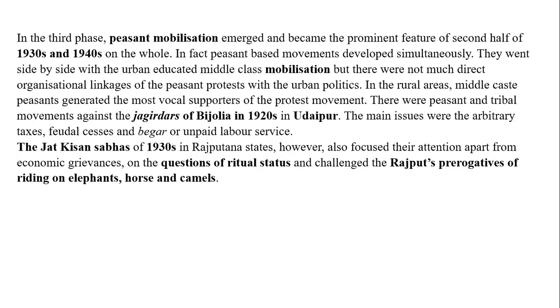Now, in the third phase, which is a very critical phase, in the 1930s to 1940s there were whole different kinds of movements taking place, especially in Rajputana, that is Rajasthan, like the peasants' movement. For example, a peasant movement took place in Bijolia, in the Mewar region. All these peasant mobilizations were happening, and the urban educated middle class was also getting mobilized. But there was no direct link between the peasants' protest and urban politics.